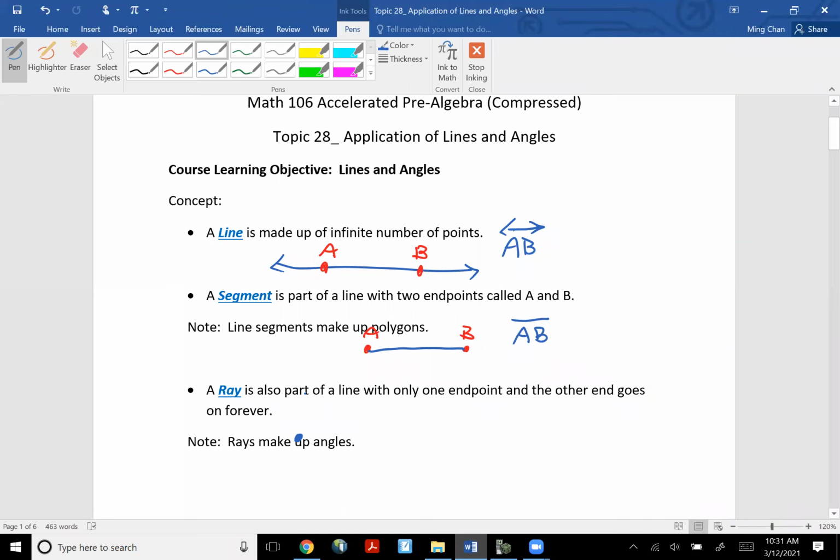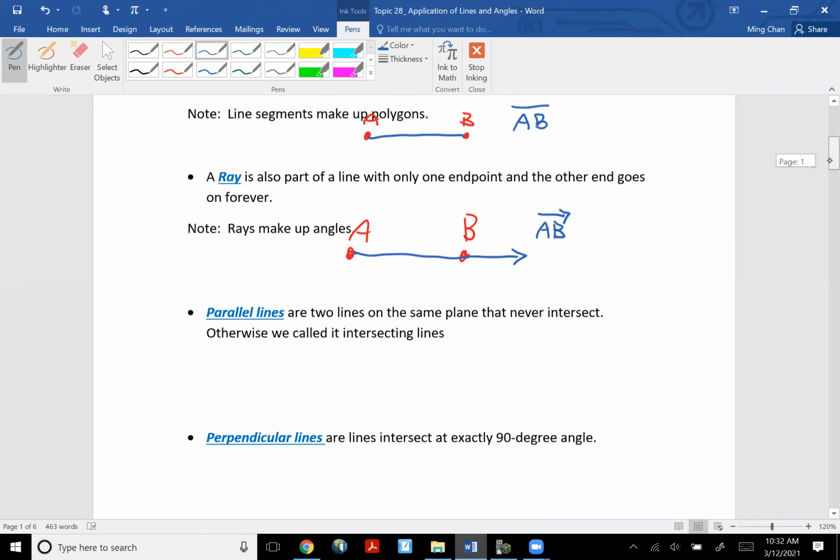A ray is also part of a line with only one endpoint, and the other end goes on forever. So again, if I have my point A and point B, and this time I only chop off one end of the line and let the other side go on forever, then we call this ray AB. It turns out two rays make up an angle.